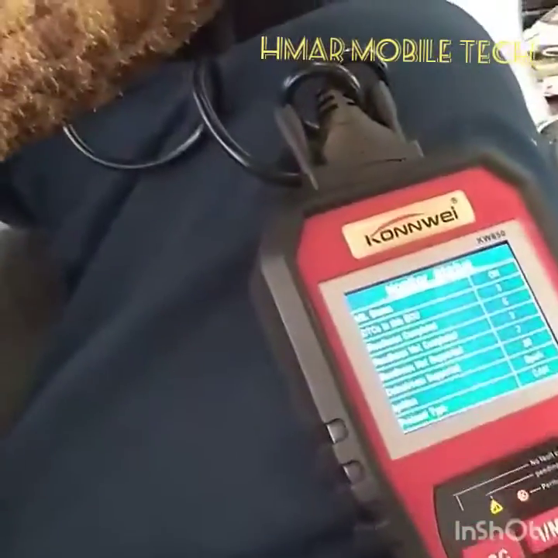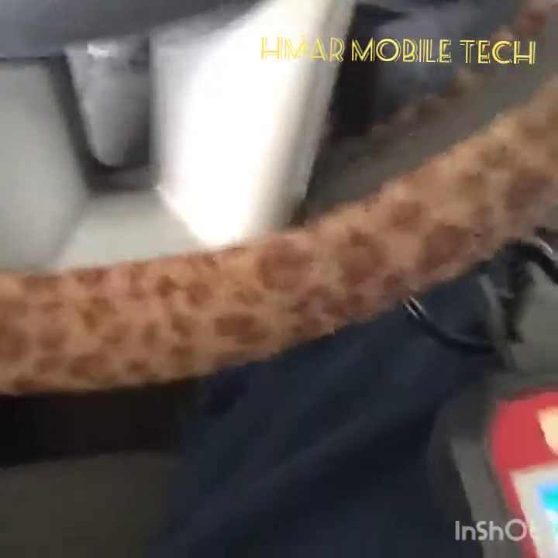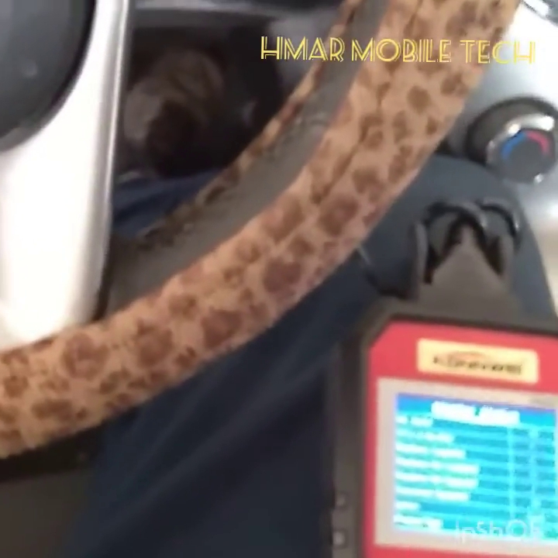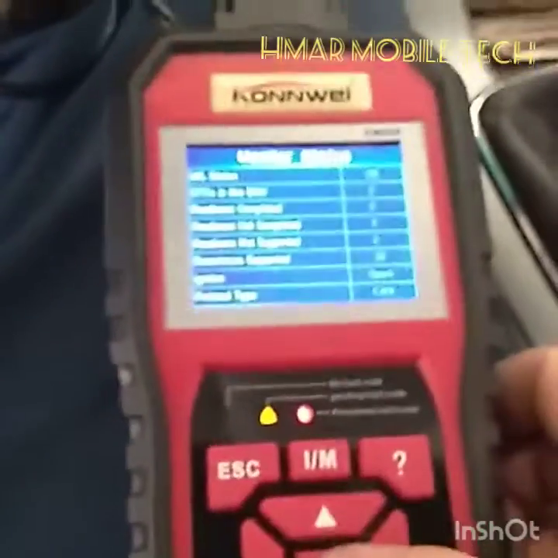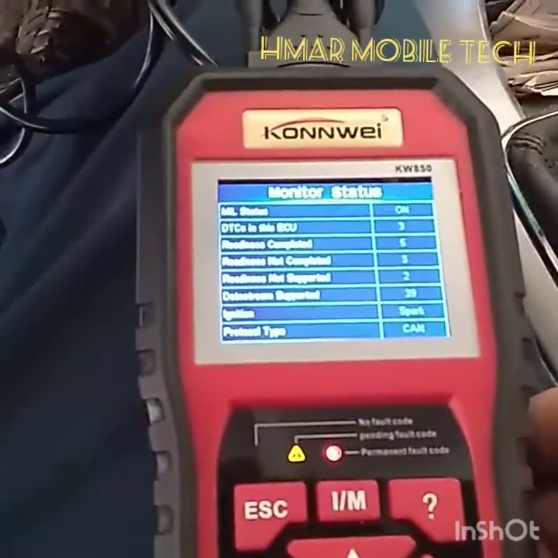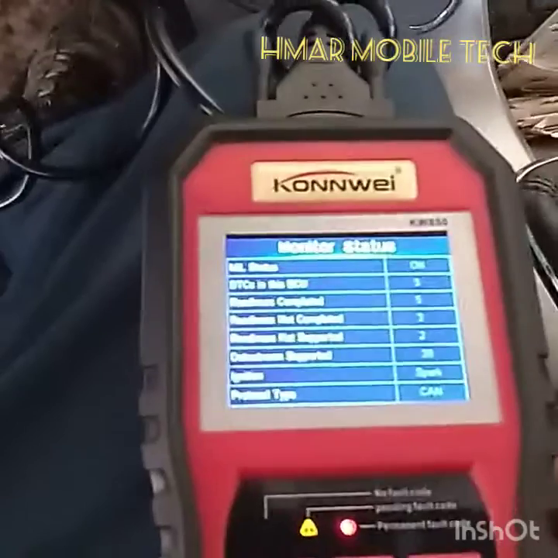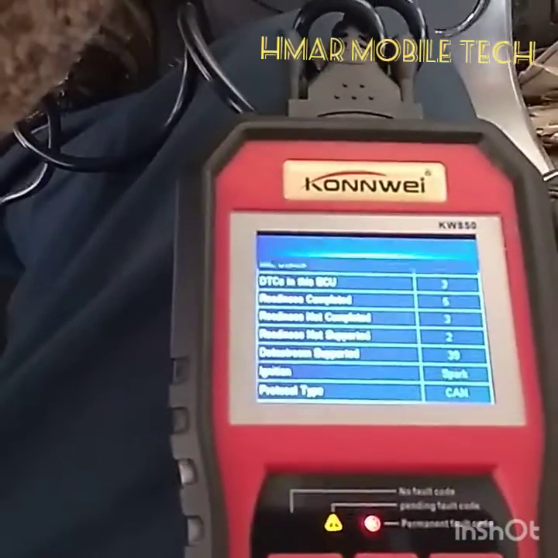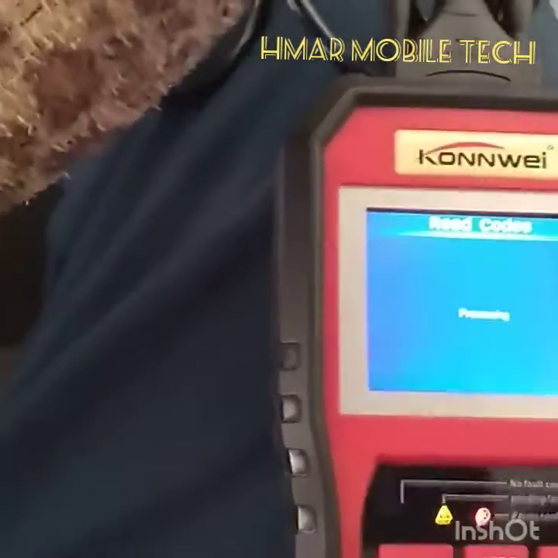All right, so let me restart it here. Just keep it running a little bit, feather the throttle a little bit. So you can see here the MIL status. MIL means malfunction indicator lamp. It means the same as the check engine light. So it's on, so I'm going to go ahead and scan it. I'm going to read the current DTCs. DTC means diagnostic trouble code.